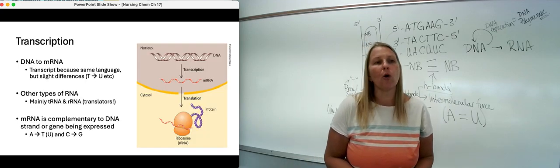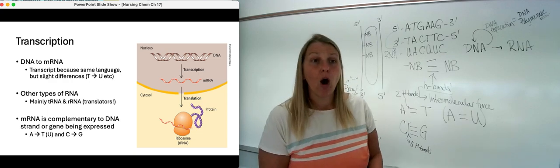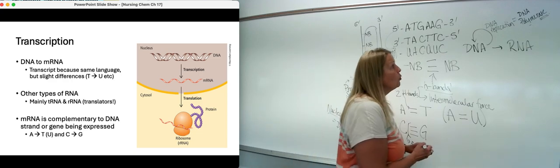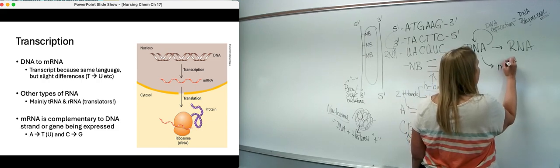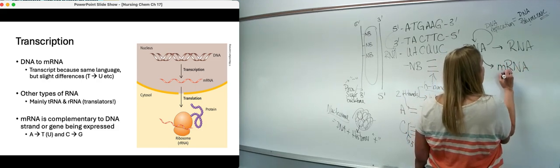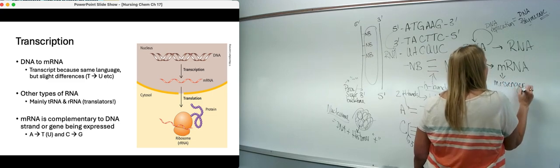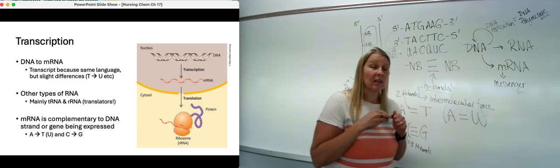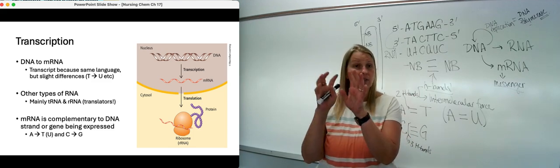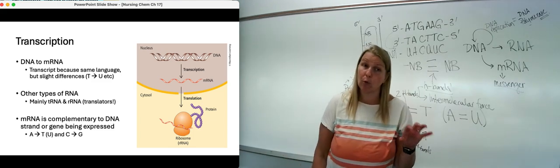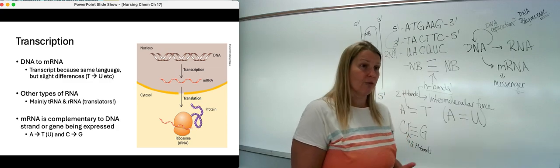Okay, so this is the process of transcription, going from DNA to RNA. Specifically, we use a particular type of RNA called mRNA. The m in this case stands for messenger. It's the messenger that says, this is the piece of RNA that we're going to send to make the protein. It gives the message to the translator, aka the ribosome, to make the protein, going from those different languages.